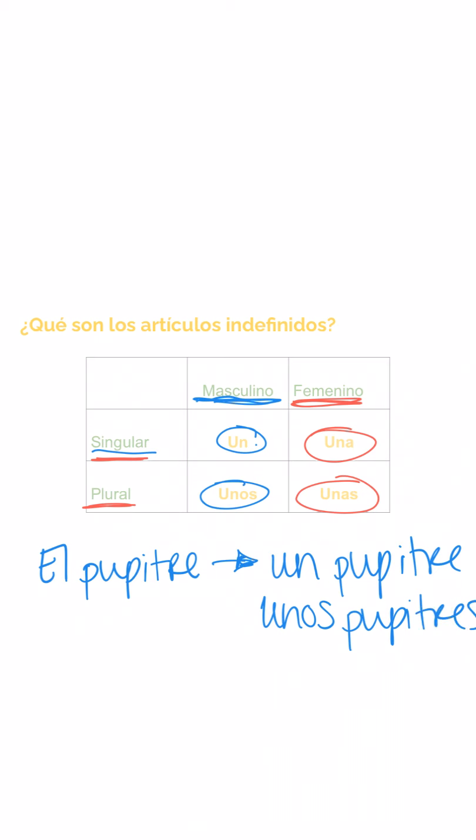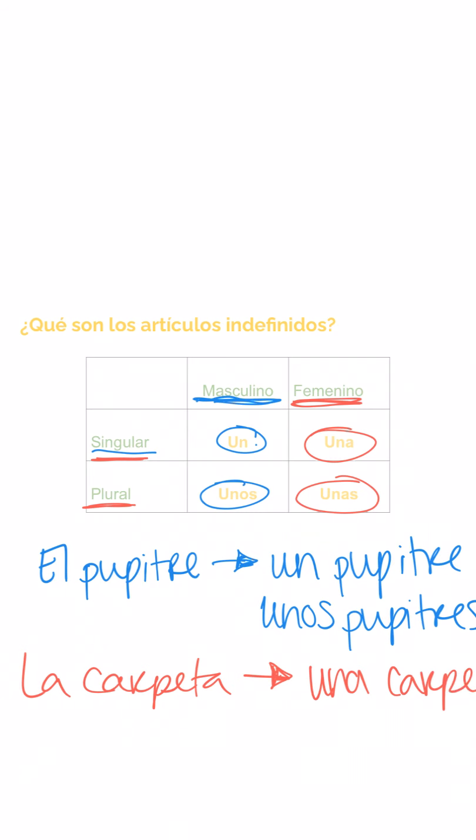pupitres. Same thing if we were to do a feminine noun. If I wanted to do la carpeta, right? The folder. You know which one I'm talking about. You definitely know. Too, just a folder in general. Hey, you need to buy a folder. Tienes que comprar una carpeta, or the plural version, unas carpetas.